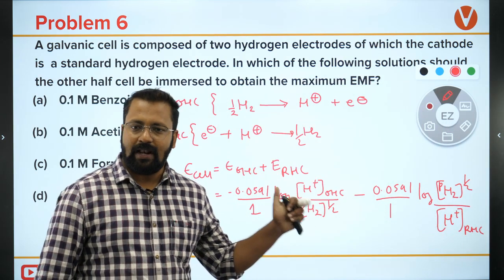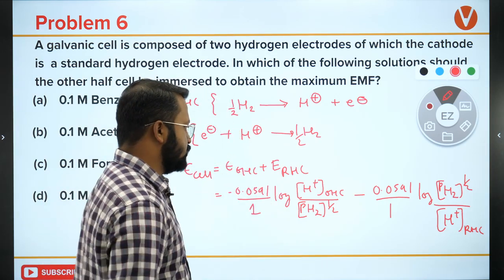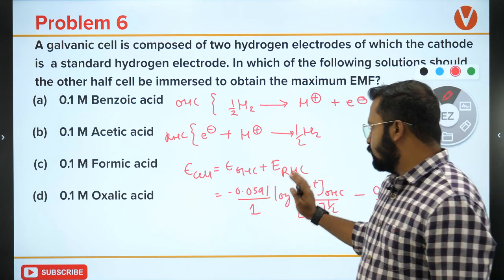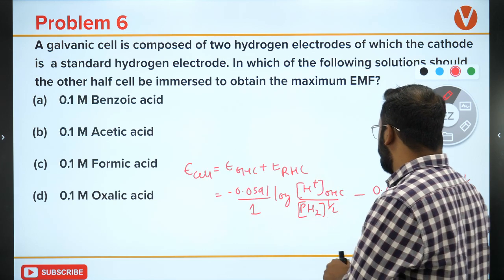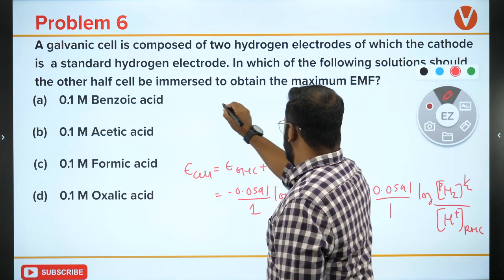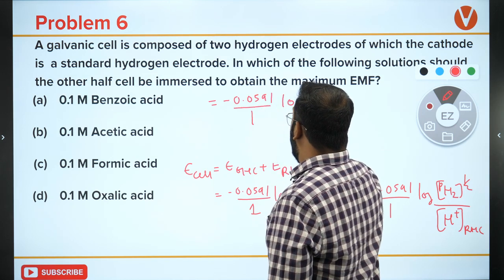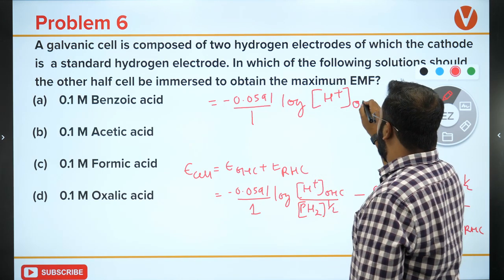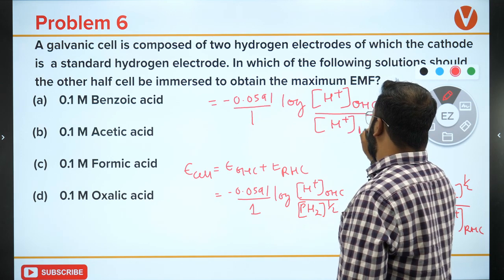Okay, the expression will be like this. Yeah, Ishani, these are previous year's questions. I am not including the E naught value because E naught value is 0. So if I add both of them, I will get minus 0.0591 by 1 log of H plus ion concentration in oxidation half cell upon H plus ion concentration in reduction half cell.